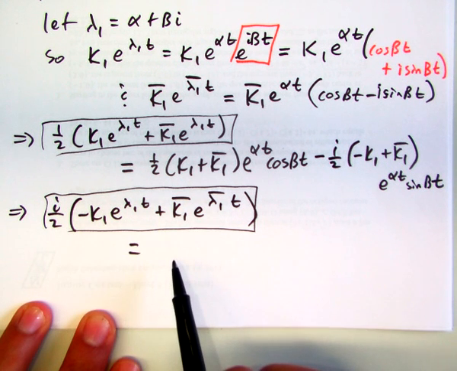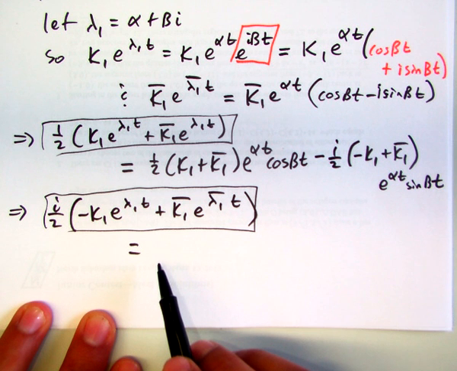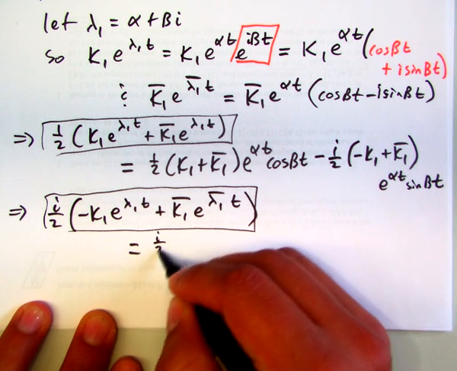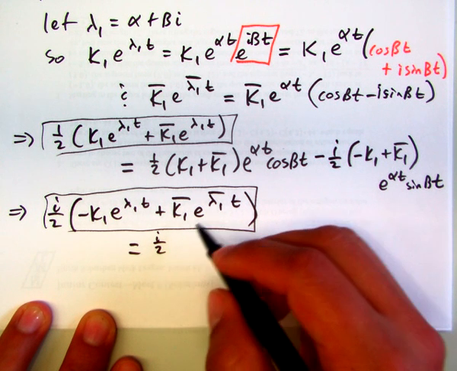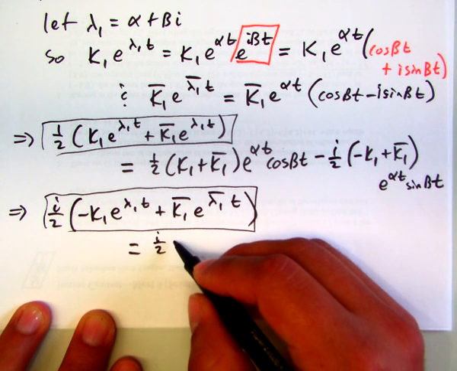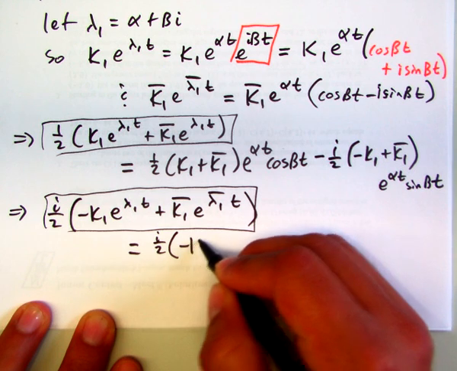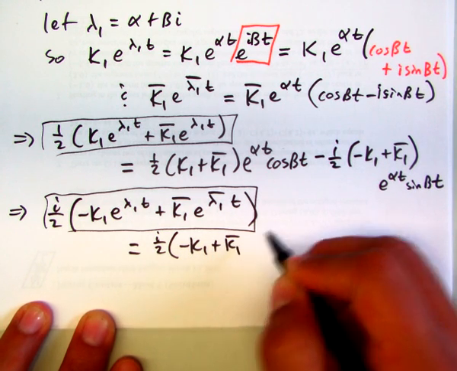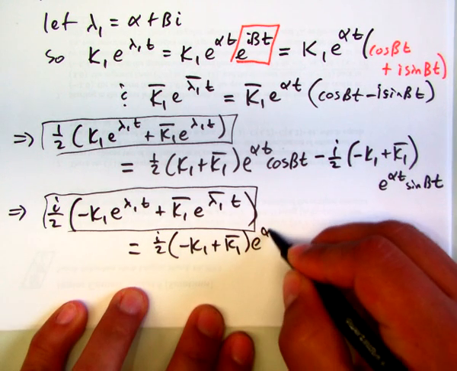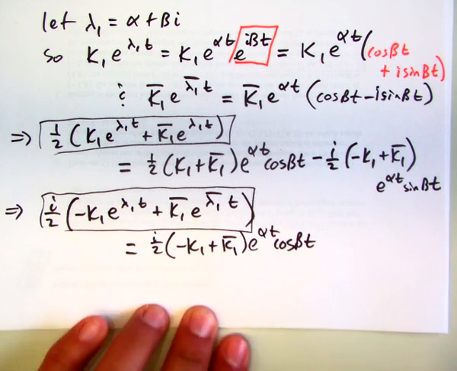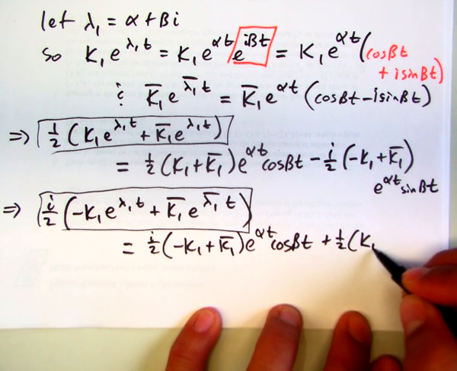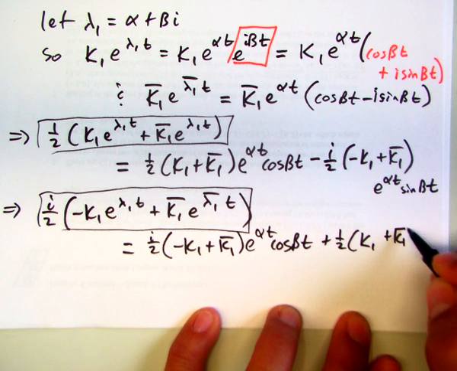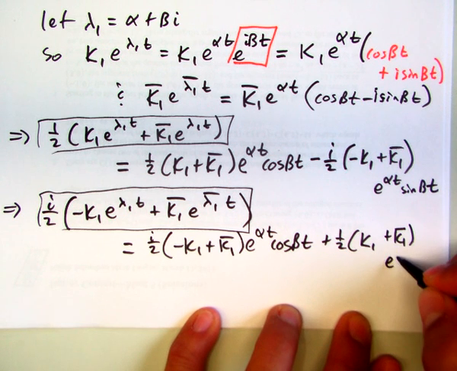Okay, and now doing the same thing as before, we'll group the cosines and the sines together. So we're going to have i over 2 times minus k1 plus k1 bar, e to the alpha t cosine beta t. Now I'll have plus 1/2 k1 plus k1 bar multiplied with e to the alpha t sine beta t.